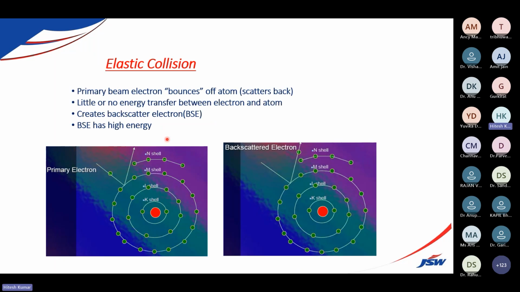But when we talk about the elastic collision, here you are going to get deeper information. Elastic collision means the overall energy loss will be less or negligible. In this you get appropriate information about your atomic numbers. If you want to see the phase contrast, you can easily capture it with the help of backscattered electrons.